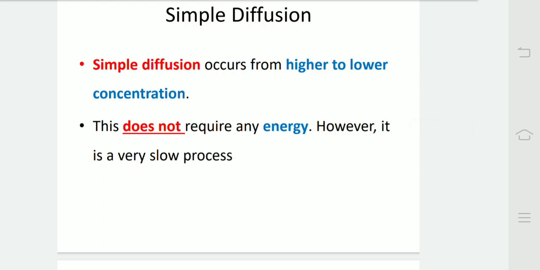Simple diffusion occurs from higher to lower concentration. This does not require any energy. However, it is a very slow process.